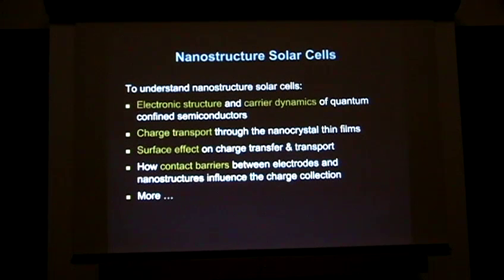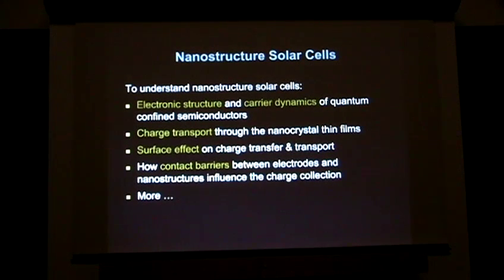And the last is that when the electron and hole pairs are separated, the charge carriers still need to be taken out. So they still need to transfer from the nanostructures into the electrodes. So you may have a contact barrier between the electrodes and the nanostructures, which can also take away some efficiency.